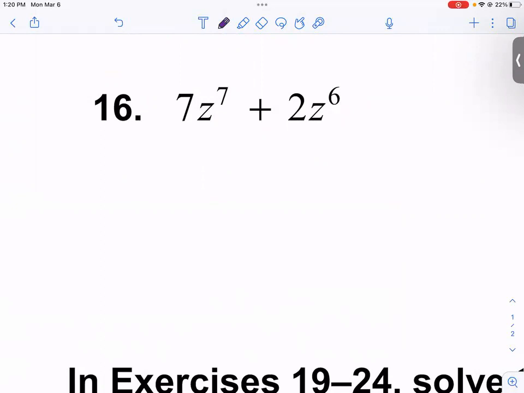Do 7 and 2 have a common factor? No. So you would just have z to the 6, plus 2.